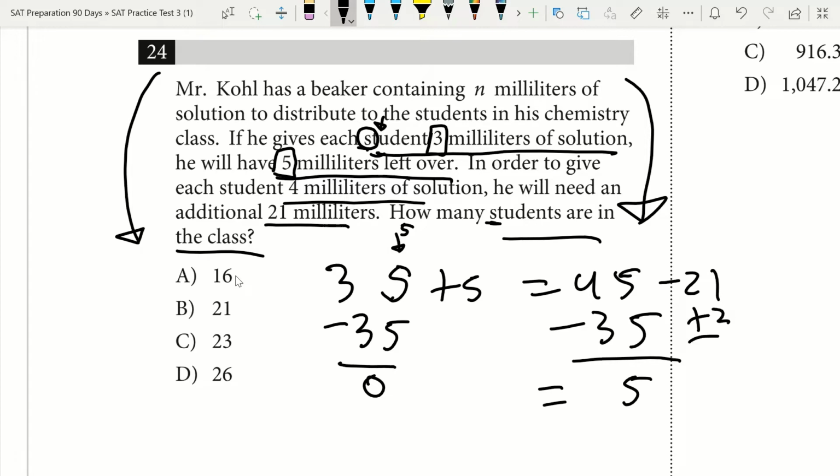Okay, next I'm going to add 21 to each side because I have to set s equal to a constant. So 21 plus 5 is going to give me 26. I see s equals 26. I know s represents my number of students, so my number of students will be D, 26, for question 24.